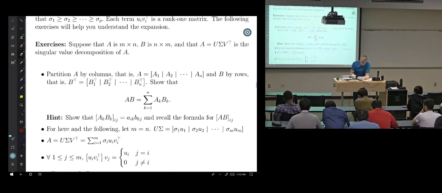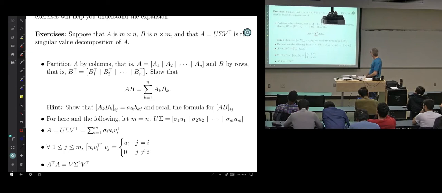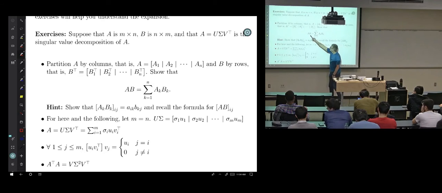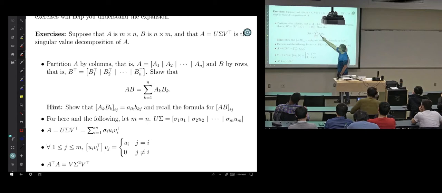Okay, I don't think this one was on homework 1. Too bad. Okay, should have been. Write A in terms of its columns, and write B in terms of its rows. So here's B transpose, and that's the columns of B. Fact, A times B is the sum over the number of columns of A times the columns, first column of A times the first row of B, second column of A times the second row of B, etc. Okay, so just go home and work that out.